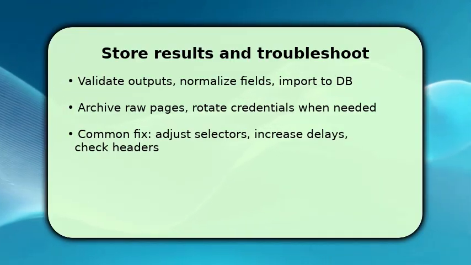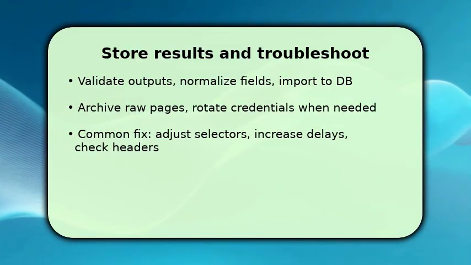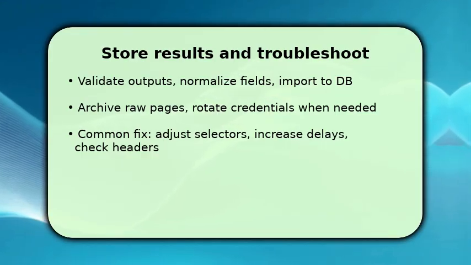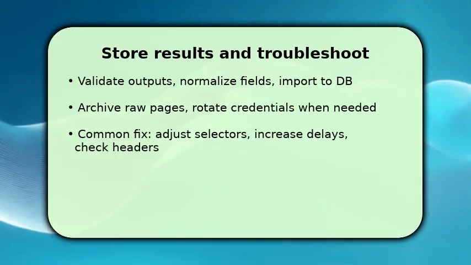Consistent field names and types prevent downstream errors. Archive raw HTML or responses for audits, and enable credential rotation for long runs to avoid token expiry.